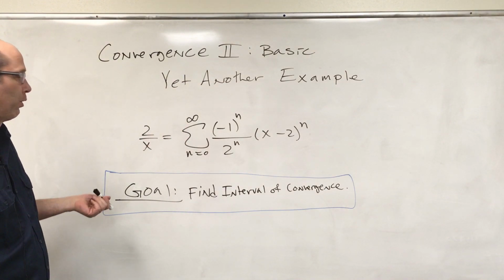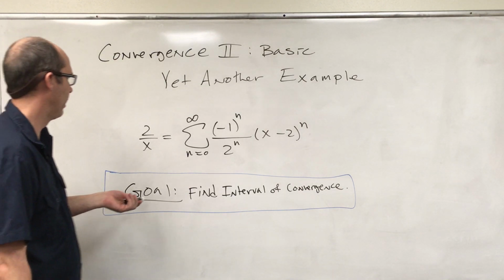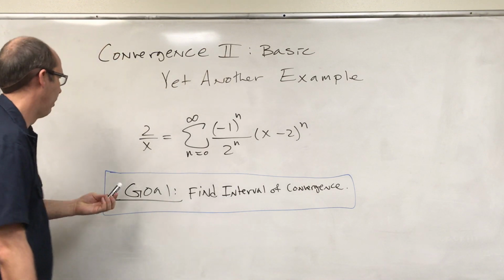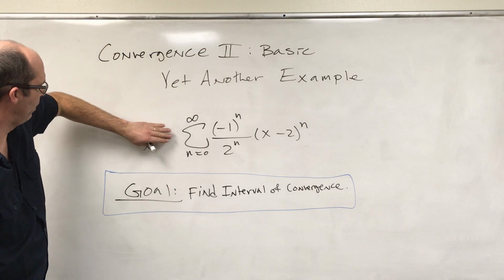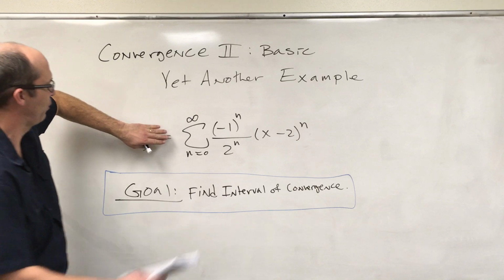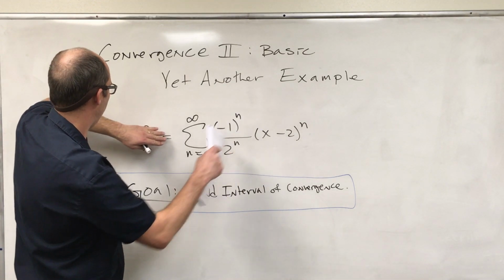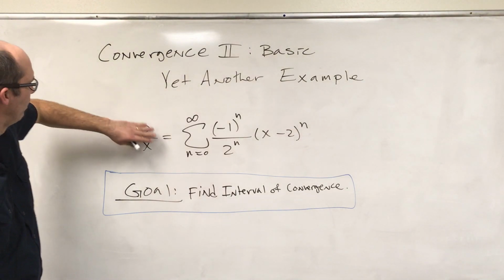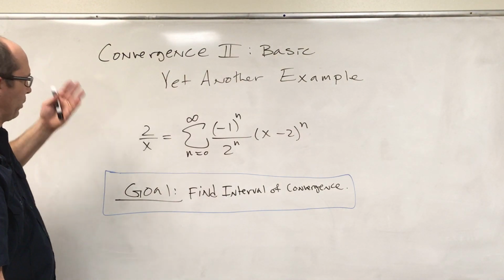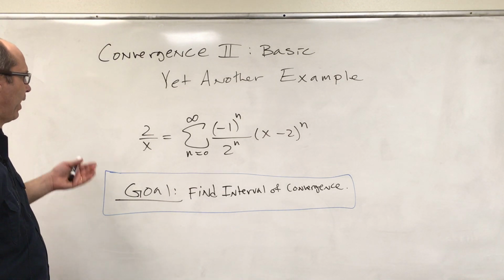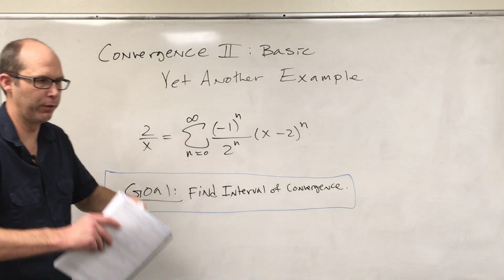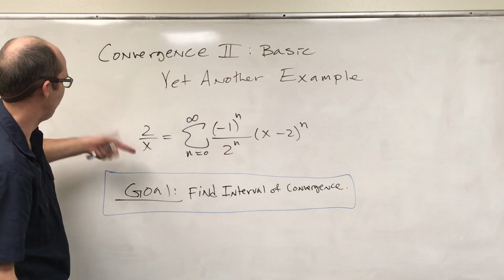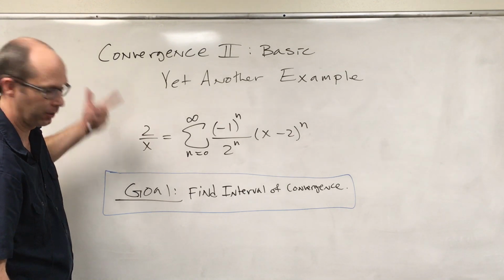The idea with the interval of convergence, remember, is that for some x's that you put in here, it will actually equal 2 over x. But for some x's that you put in here, it won't. And so we need to find the interval containing all of the numbers that when you put them in for x, it actually equals 2 over x. It converges to 2 over x.